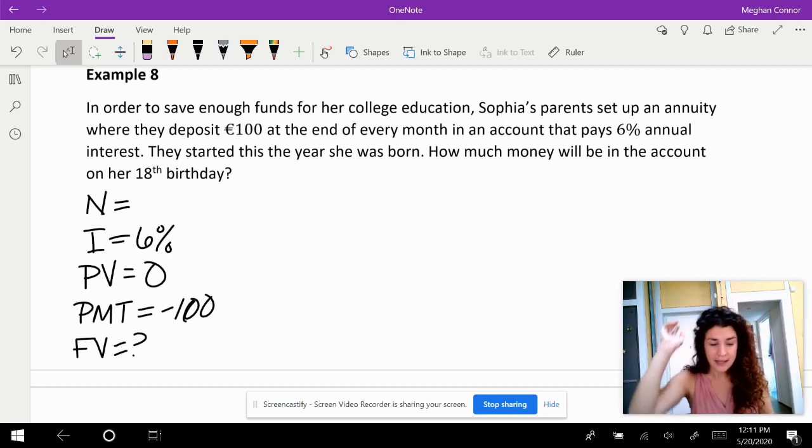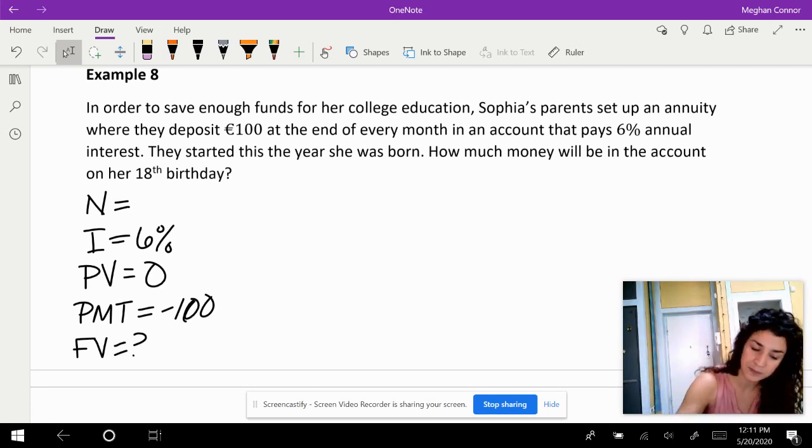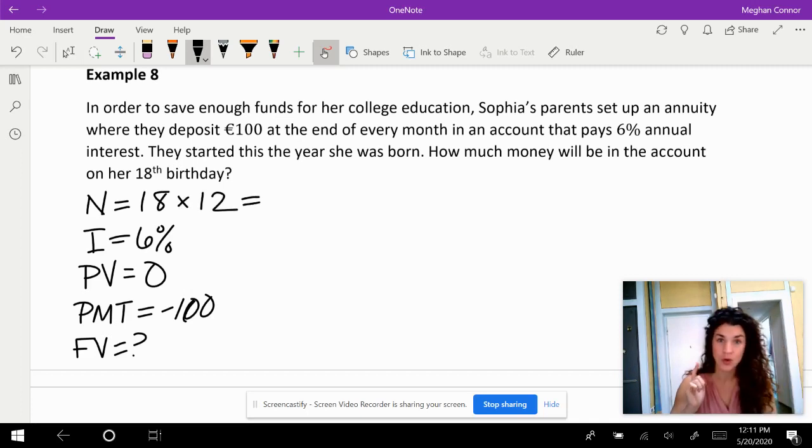Now, your N needs to be the number of years times the number of payments that you are making, which is 12. So you can even go in and type in 18 times 12 into your Financial Solver. You don't even have to calculate that outside of your calculator, and then it'll calculate it for you. Then go down to your future value and press enter.